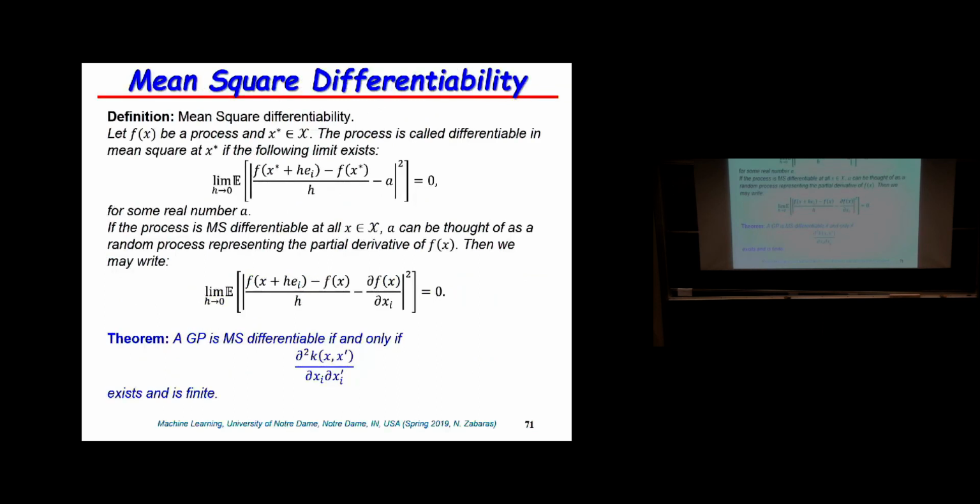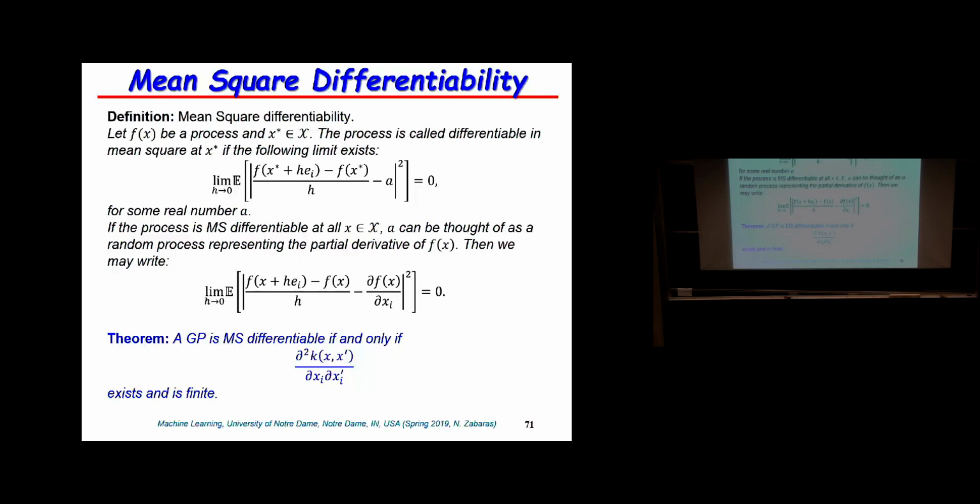You may ask, can I differentiate a Gaussian process, a distribution over functions? Can I actually differentiate those functions? To be able to differentiate the Gaussian process in the mean square sense, again, the second derivative of the kernel needs to exist and be finite. This is interesting.